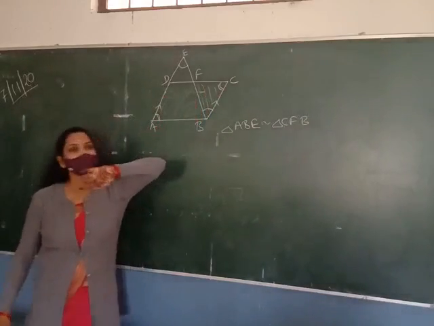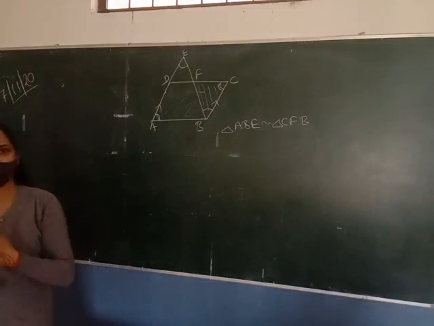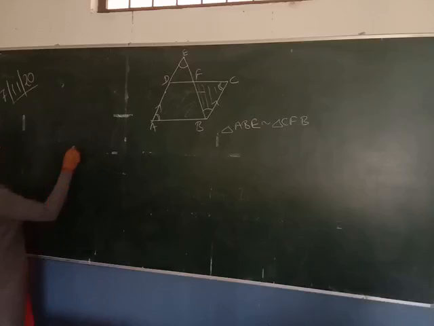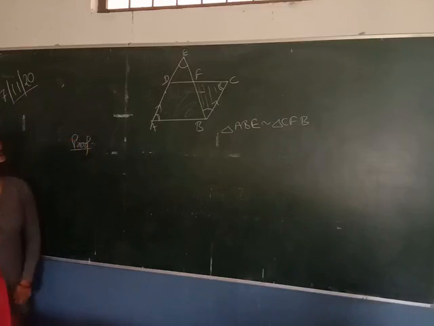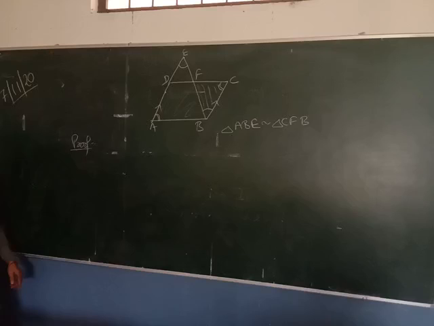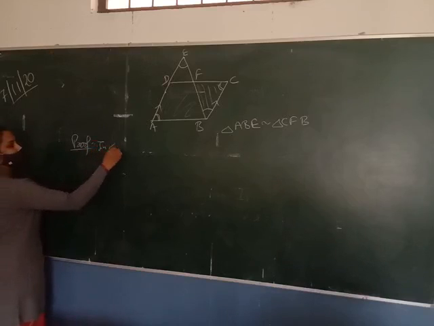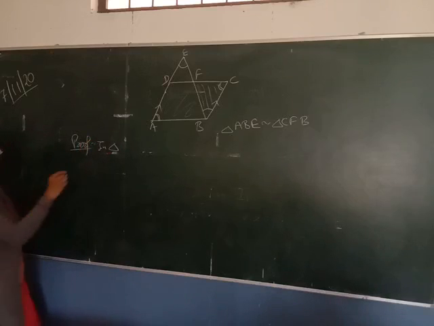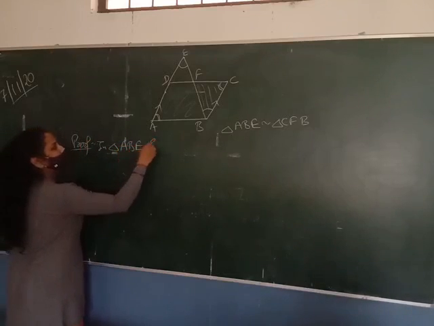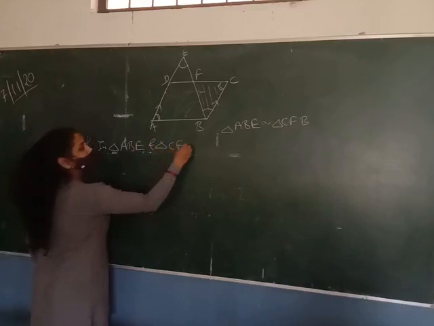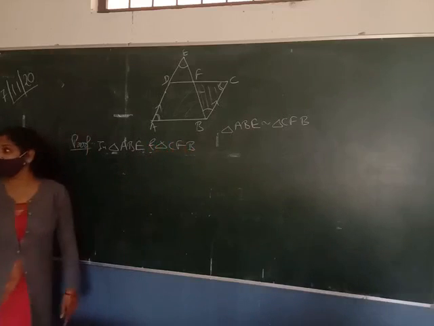No? Okay. You can write yourself the given and to prove. Now you are writing the proof of the question. Now who is going to help me? Rishan, what are you writing? In triangle AEB, first write the names of the triangles which you are going to prove similar: triangle ABE and triangle CFB. The sequence is very important.